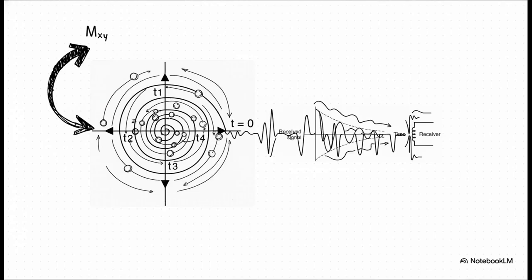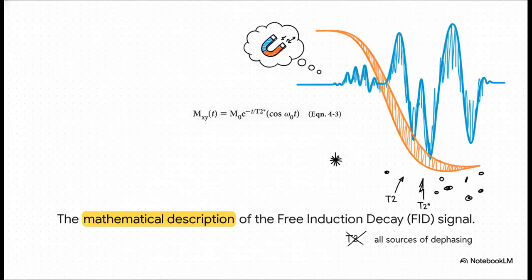Free because it's happening without any RF pulse, induction because it's induced in the coil, and decay, well, because it's decaying. And here's the mathematical recipe for that FID signal. It really has two main parts. The cosine term gives you the oscillation at the Larmor frequency. That's the wave part. The exponential term is the decay. That's the envelope that's squeezing the signal down to nothing.